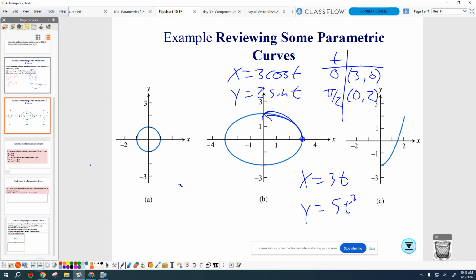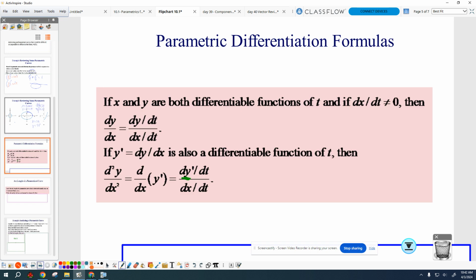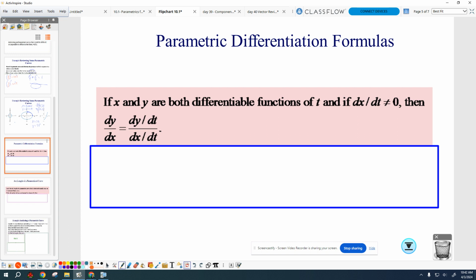Here's a little bit of new. We did derivatives of parametrics in September.